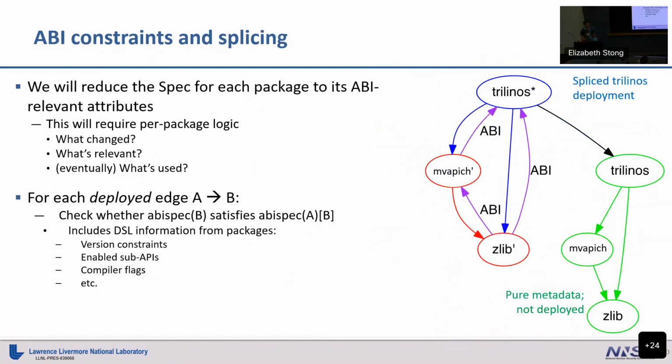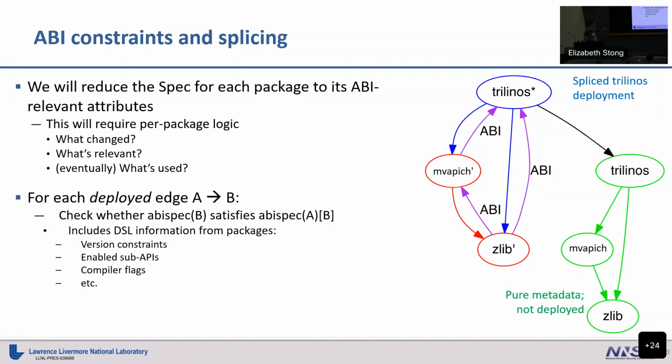All right. So ABI constraints. This is where we start to get a little vaguer. You can tell I'm getting closer to the end of the talk because I'm going to switch into the future tense a bit. But we need some way of checking that these spliced specs will actually work. So here we've got a different layout, but this is another transitive splice of Trilinos, the same setup we've talked about, but pointing out the ABI compatibilities that we have to check.